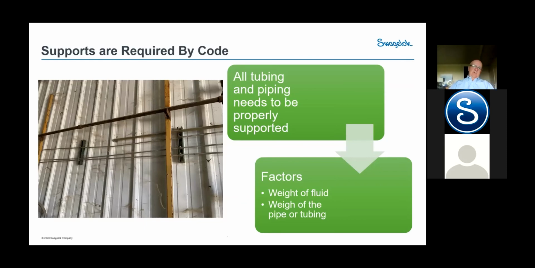Other factors: weight of the fluid and weight of the pipe and tubing. So when we look at supports, is it going to be liquid filled or vapor filled? We have to put that into our calculations for how many supports we need for the tubing.